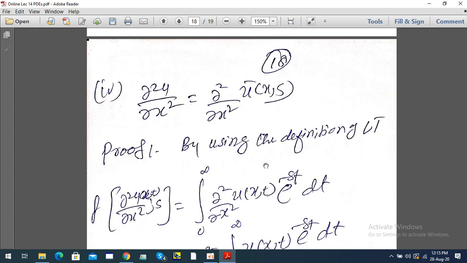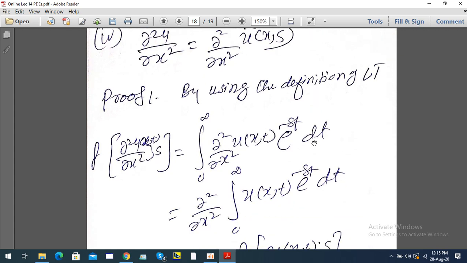Similarly, we can find what will be the Laplace of partial square u by partial x square. So we can write this as partial square by partial x square of u bar of x,s. This will be the Laplace. Just u will change to u bar and x,t will change to x,s. And we can prove this.